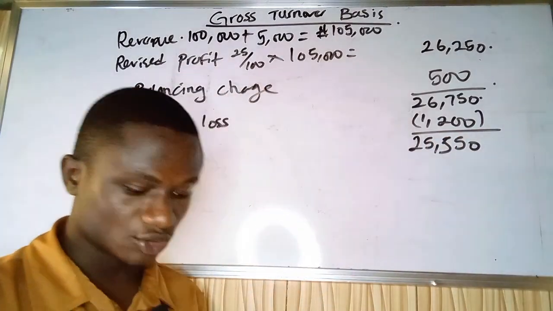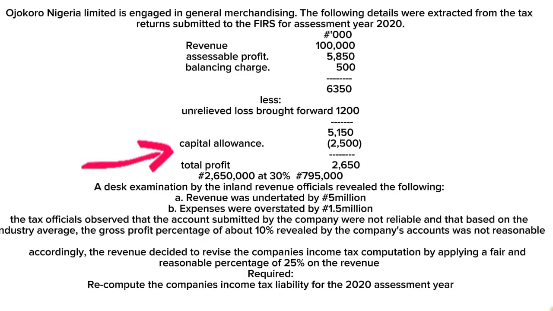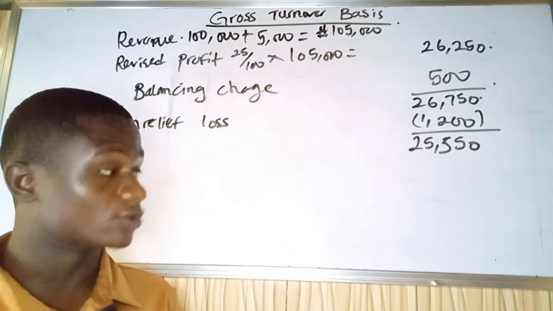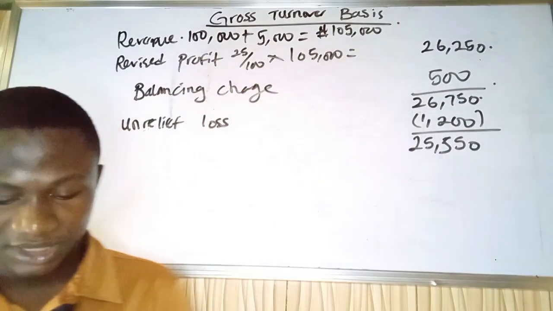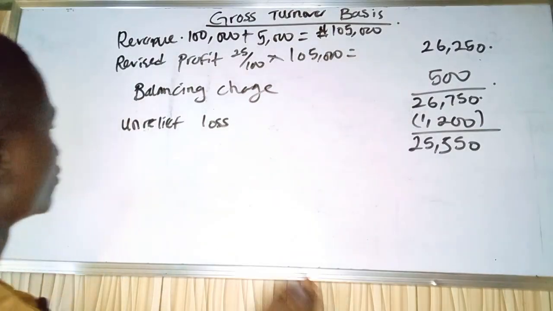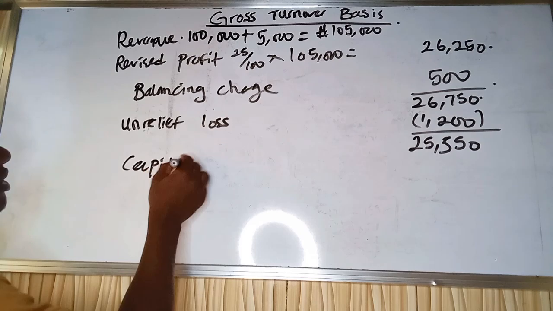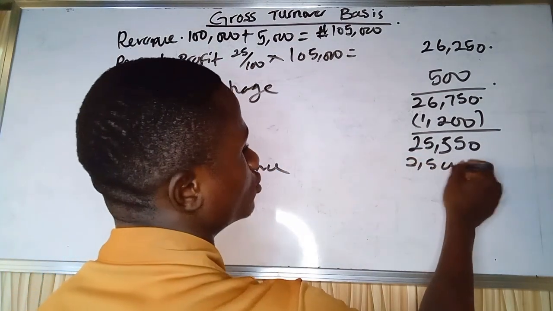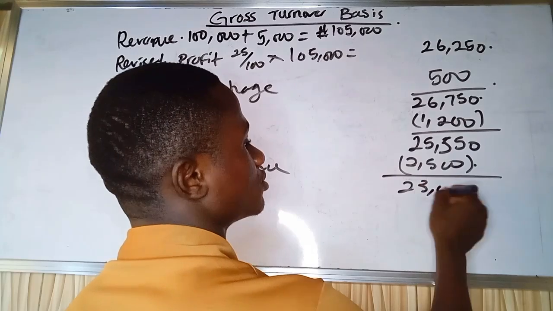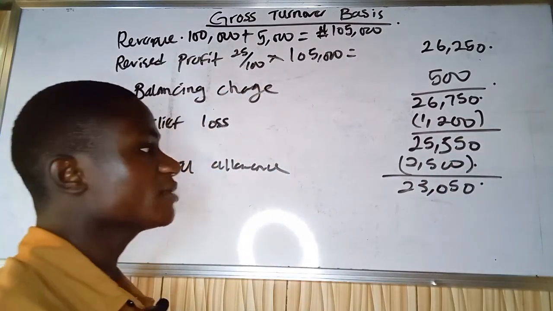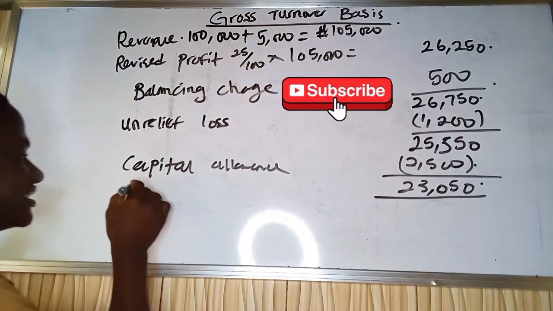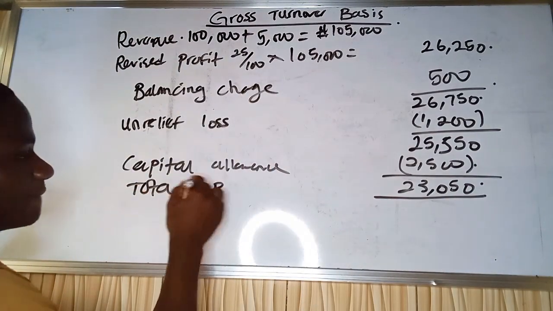That gives 25,550. And lastly, from the question, what we have is capital allowance, and capital allowance also is meant to be subtracted. Capital allowance of 2,500. So we have 23,050 naira. This will be our revised total profit.